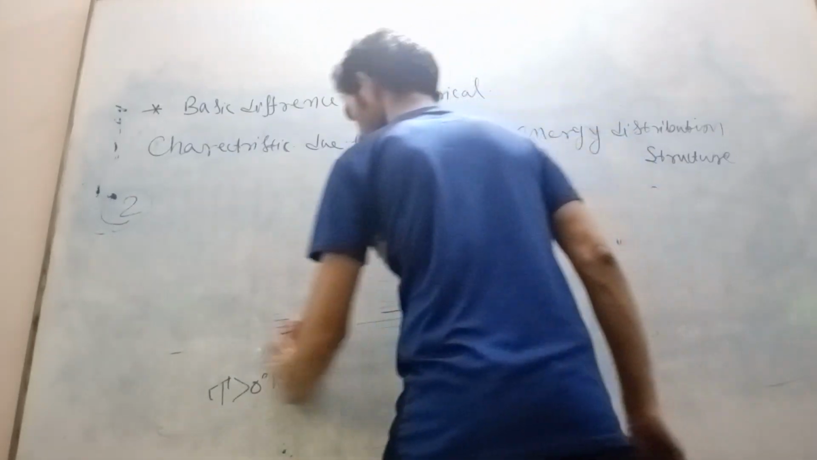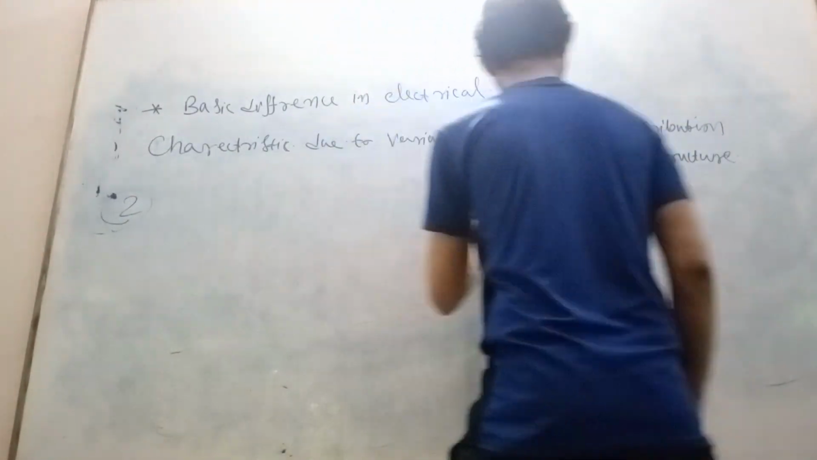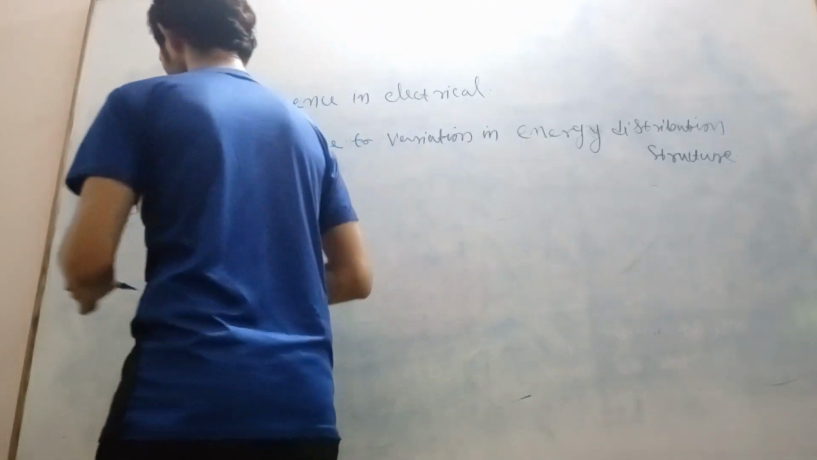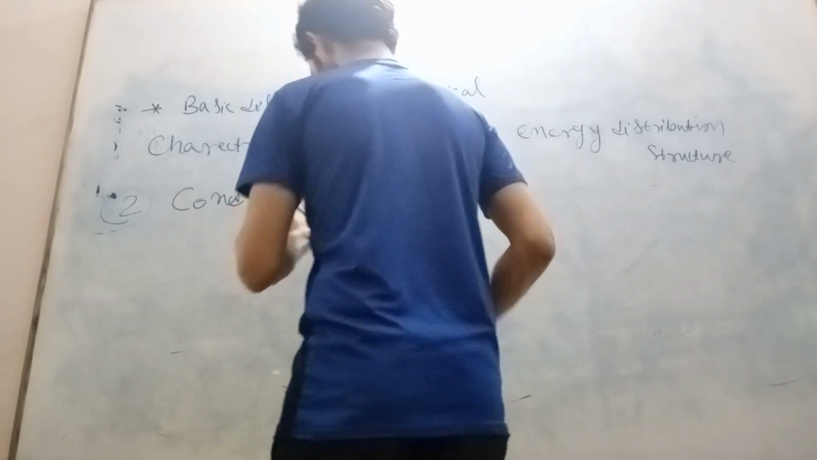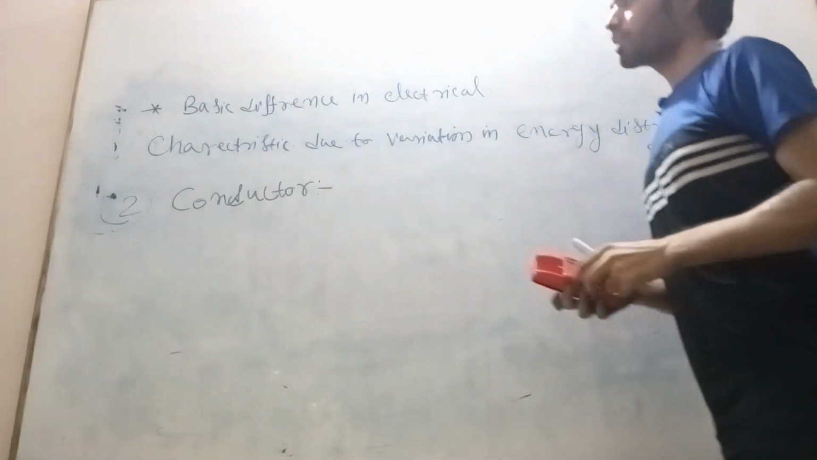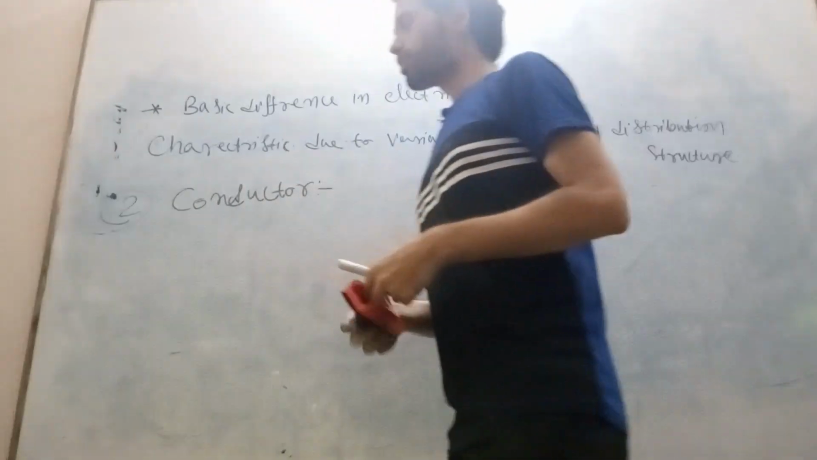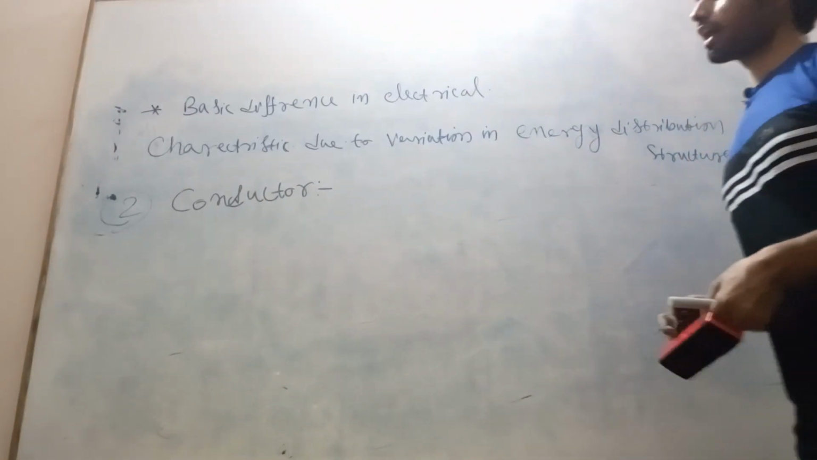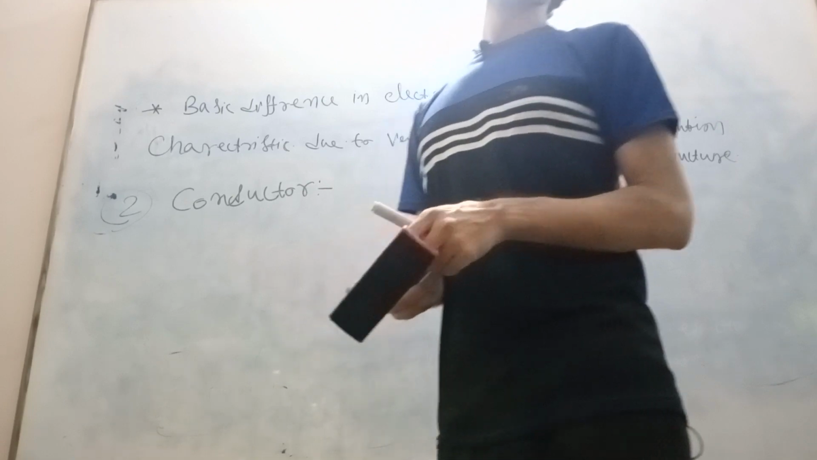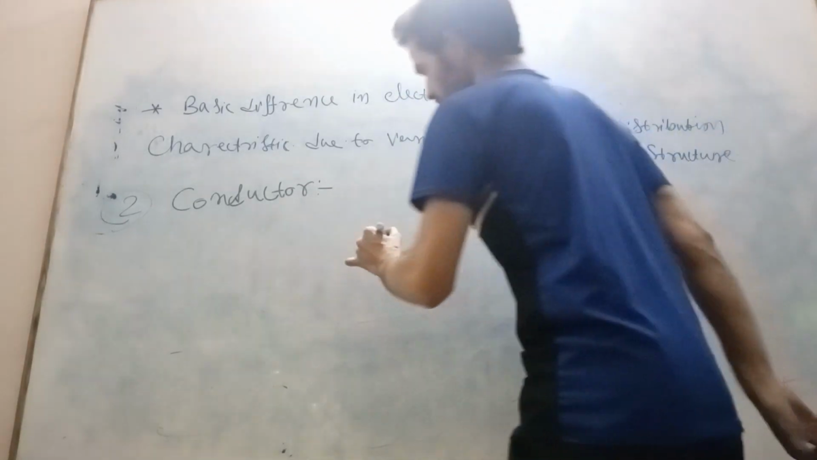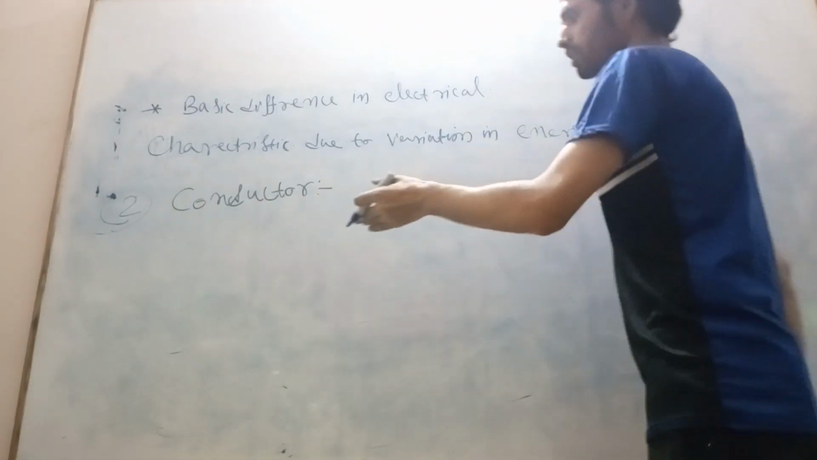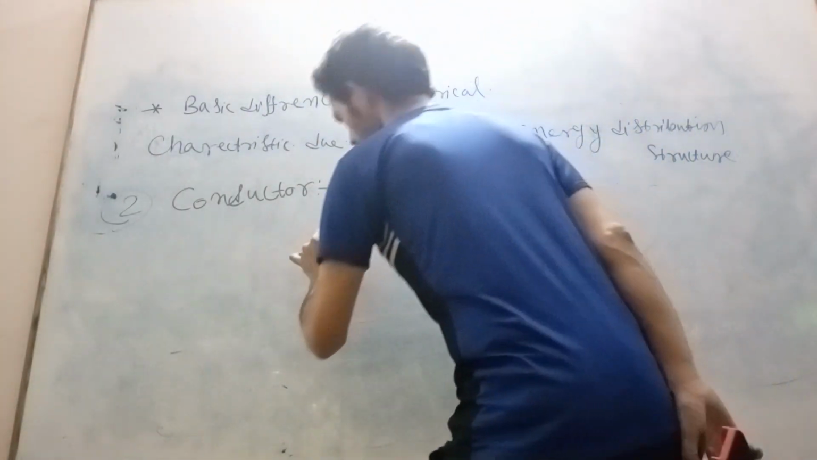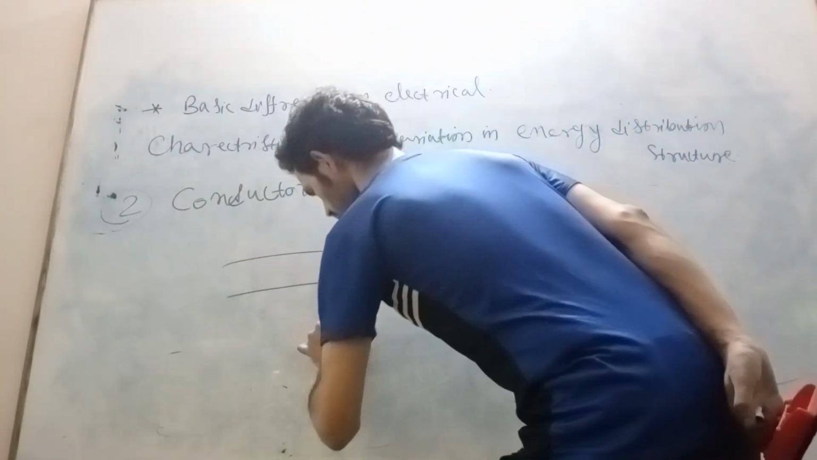What is a conductor? Conductors are those materials which have allowed energy bands, and those allowed energy bands overlap with each other. Therefore, there does not exist any energy band gap. You can represent it like this.